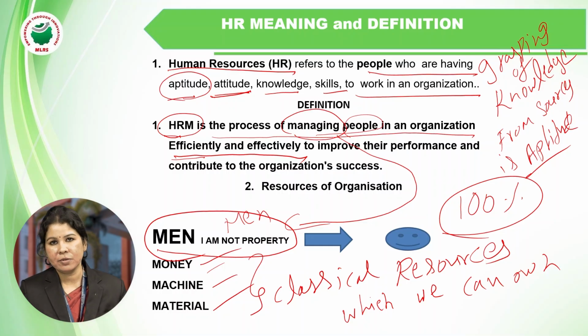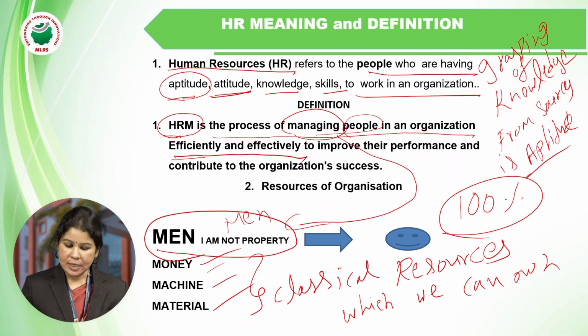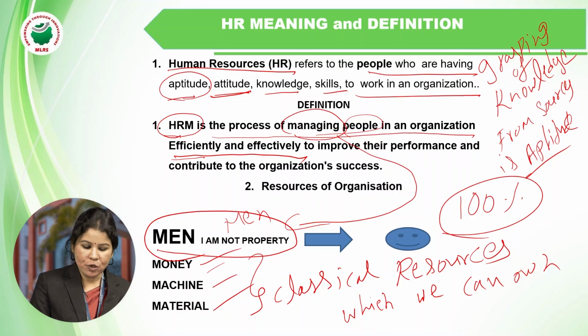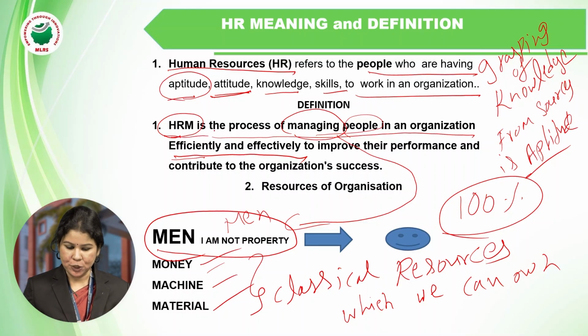You have to get 100% productivity, economically, and simultaneously we need to retain the employees. Simultaneously, we have to satisfy that employee by motivating him and retaining that employee. That is the meaning of human resource management.